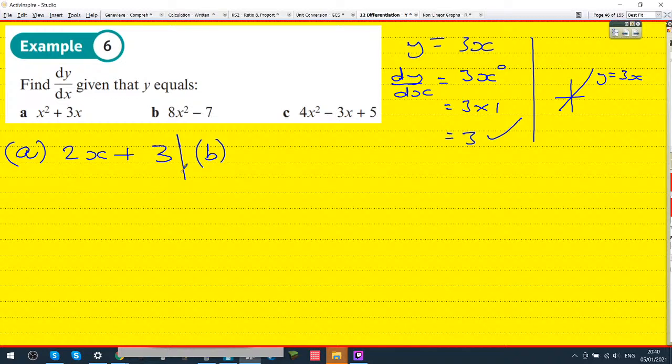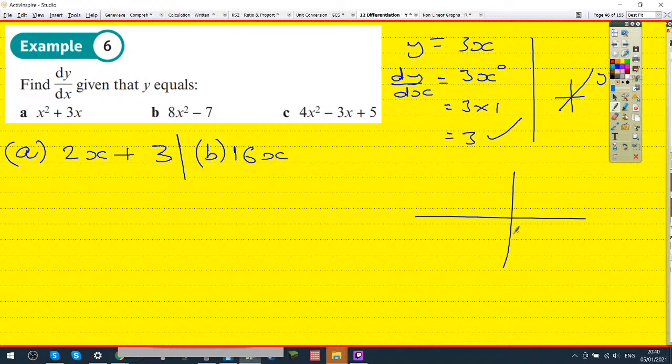Okay, so it'd be 16x minus 7. The derivative of minus 7. If you have the line y equals minus 7, that's what it looks like. All the y coordinates are minus 7. What's the gradient of that line?